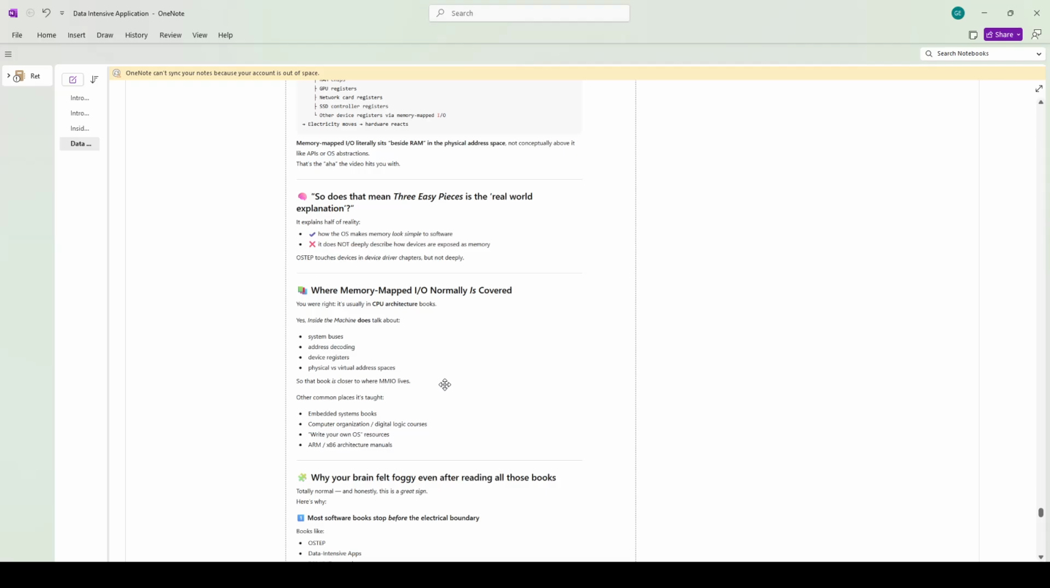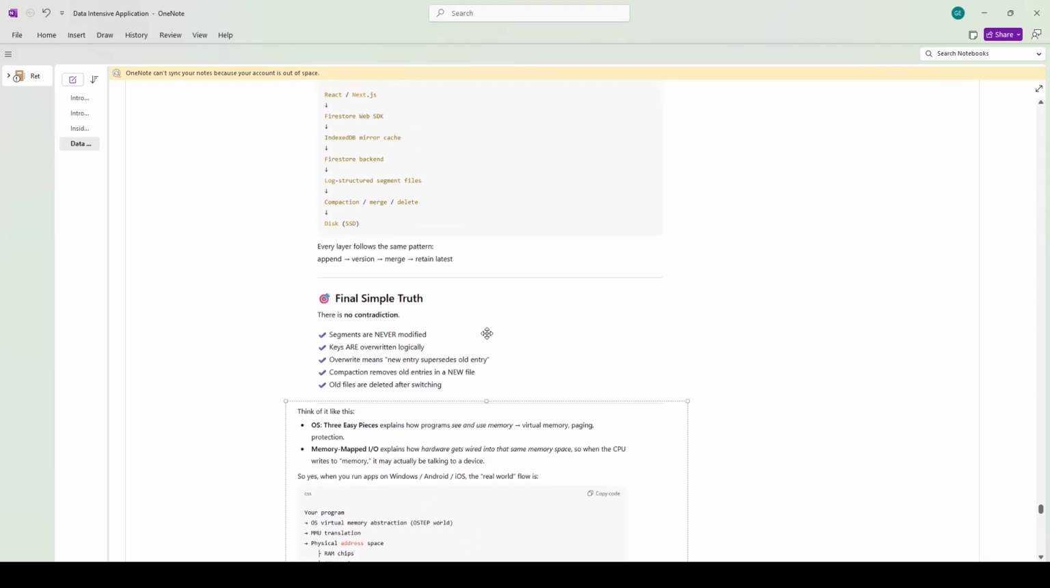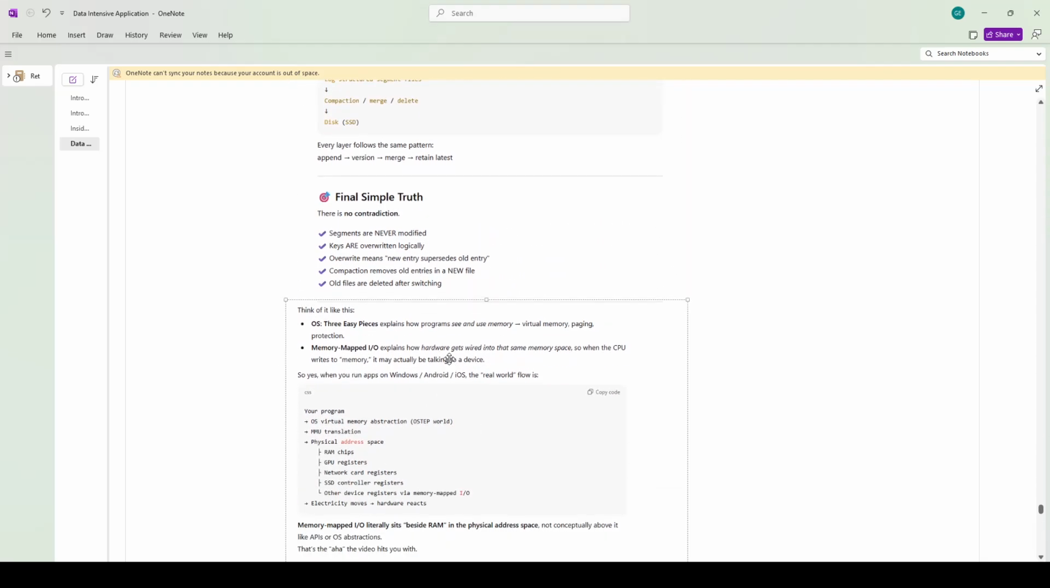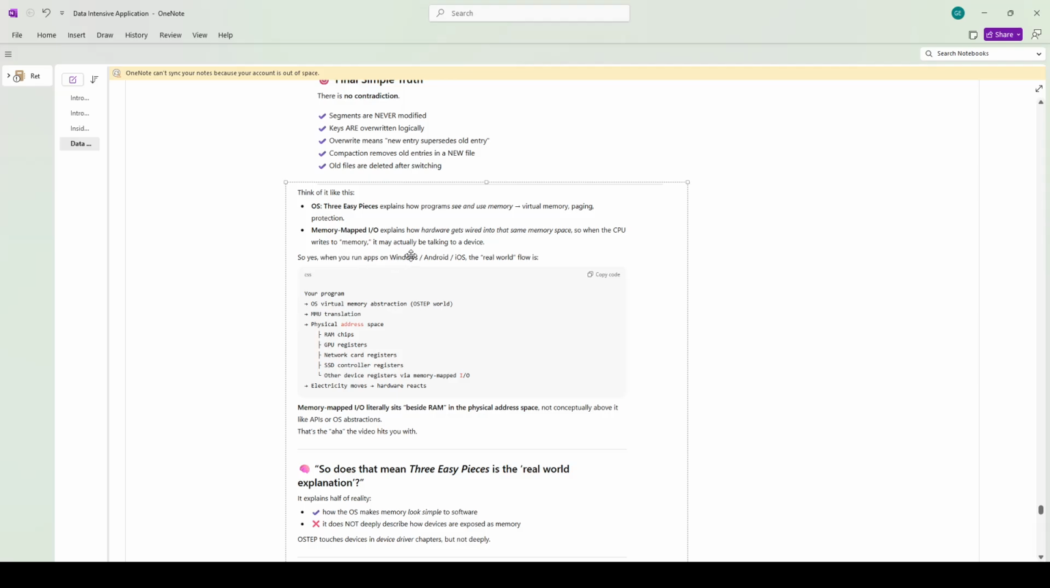So how does it relate to OSTEP? I watched some YouTube video that was oversimplifying how the code actually controlled the hardware. He made a case that it only used memory-mapped IO, but there is actually more than that. Think of it like this: OSTEP explains how programs see and use memory: virtual memory, paging, protection. Memory-mapped IO explains how hardware gets wired into that same memory space.